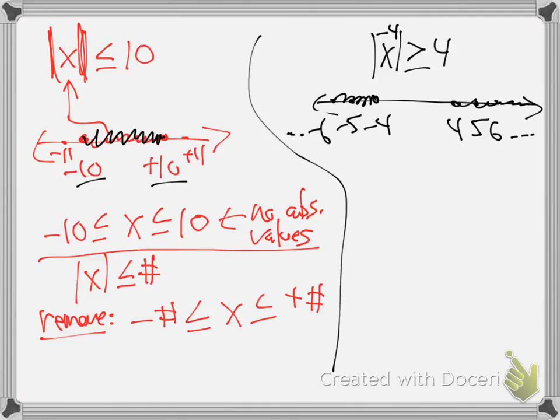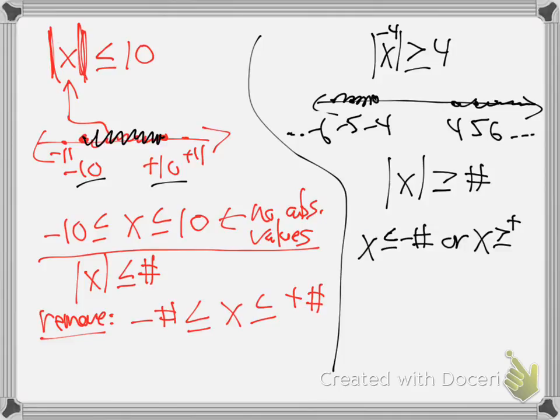So in other words, here's the rule. Absolute value of x greater than or equal to a number means 2 separate things. It means that x is less than or equal to the negative number, or greater than or equal to the positive number.